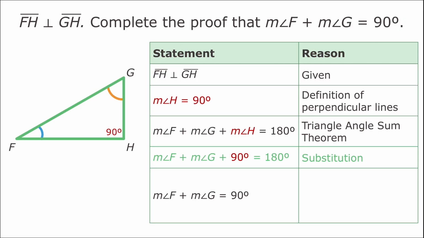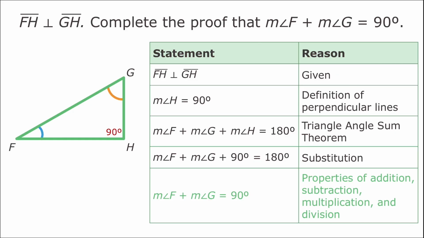Now, if we subtract 90 degrees from each side, we get this equation. The measure of angle F plus the measure of angle G is equal to 90 degrees. We'll put the properties of addition, subtraction, multiplication, and division as the reason for that statement. Great! We proved that the two acute angles in this right triangle sum to 90 degrees.